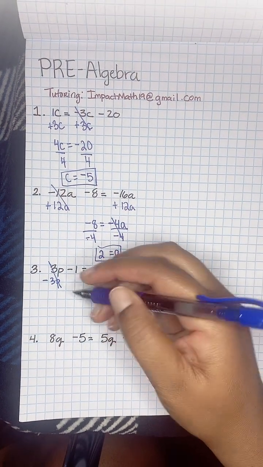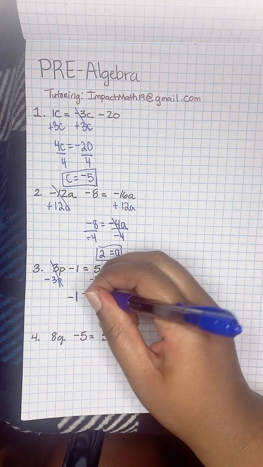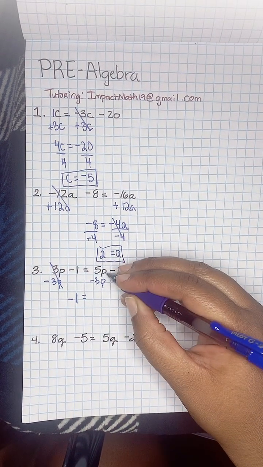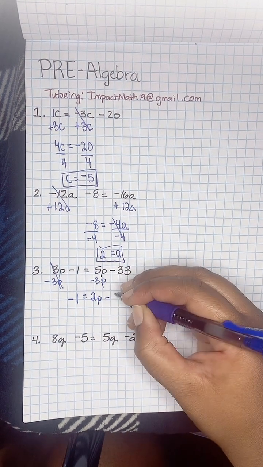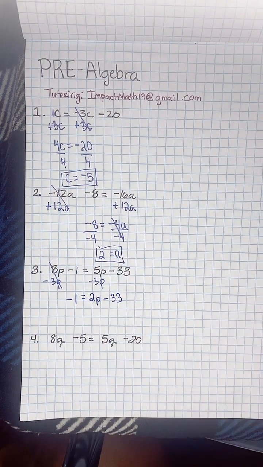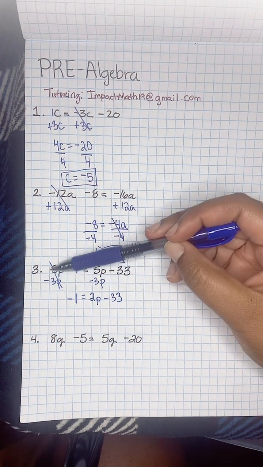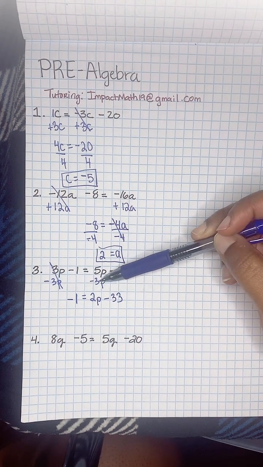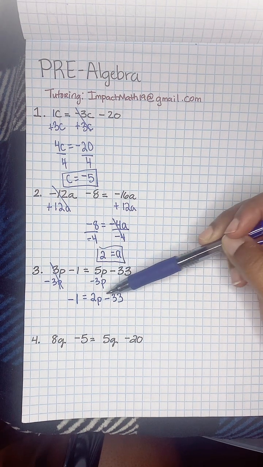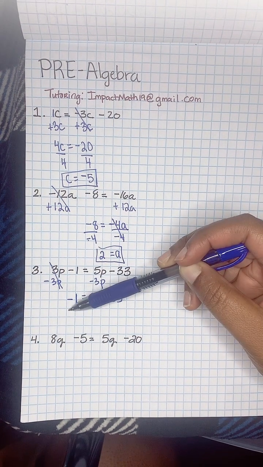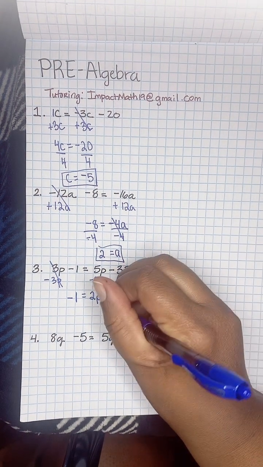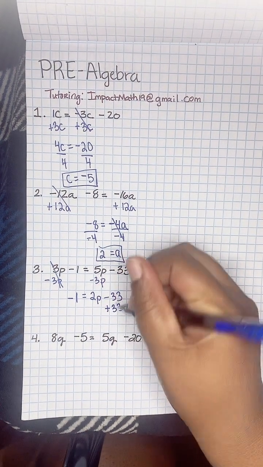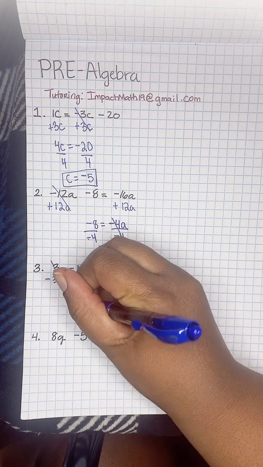So now I'm going to drop down. Don't forget the negative on the 1. And then 5p minus 3p gives me 2p. And I'm going to drop down the -33. Since we chose to move the p on this side, that forces us to move the number on this side. Good. Michaela said add 33 to both sides. So we're going to plus 33, plus 33.